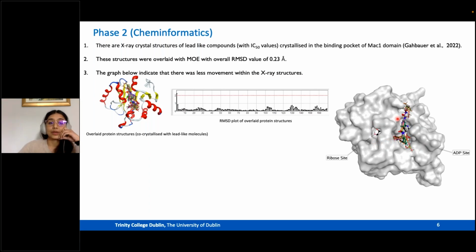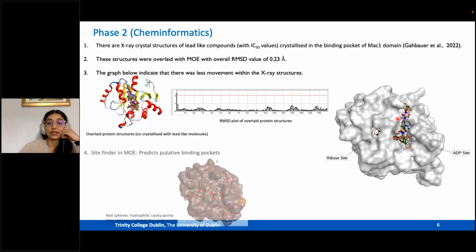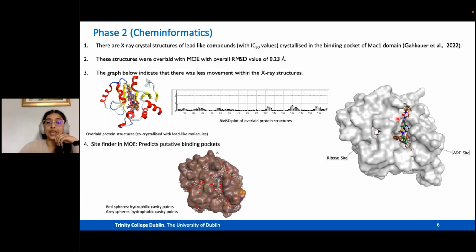So this then made us wonder, and we thought of using a tool called SiteFinder in MOE. It helps us in predicting putative binding pockets by assigning dummy atoms. These dummy atoms are basically hydrophilic and hydrophobic cavity points. Again, interestingly, you can see here it kind of floods the central ADP binding pockets with these dummy atoms, suggesting that it's really a good binding pocket.